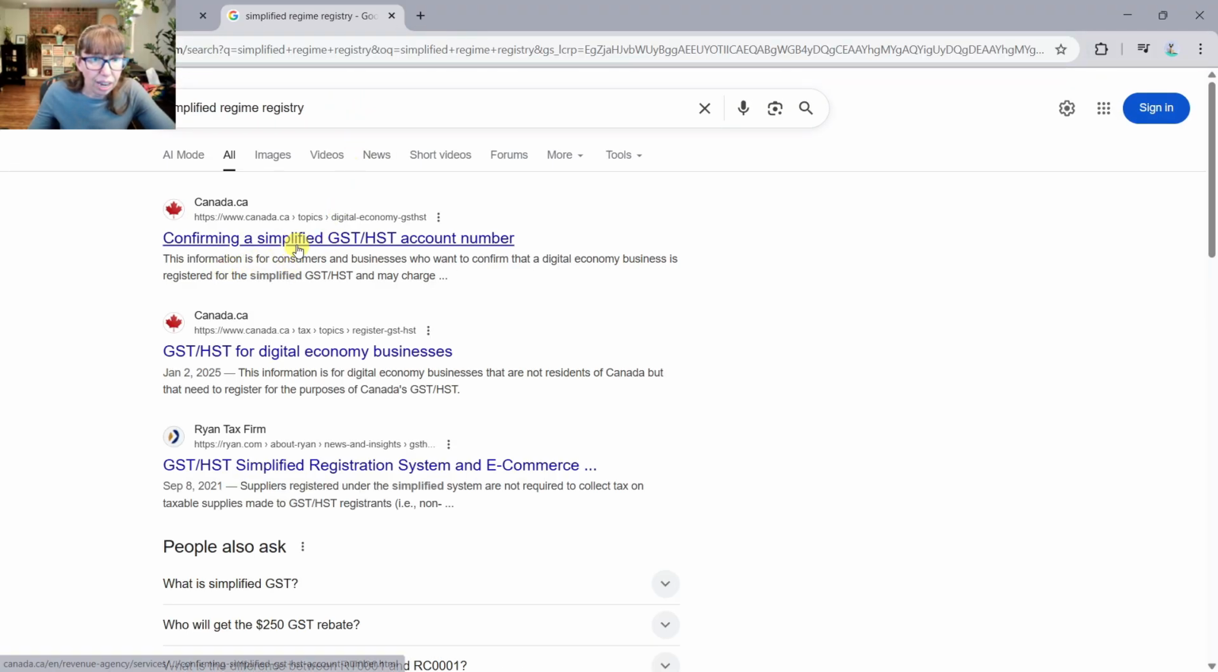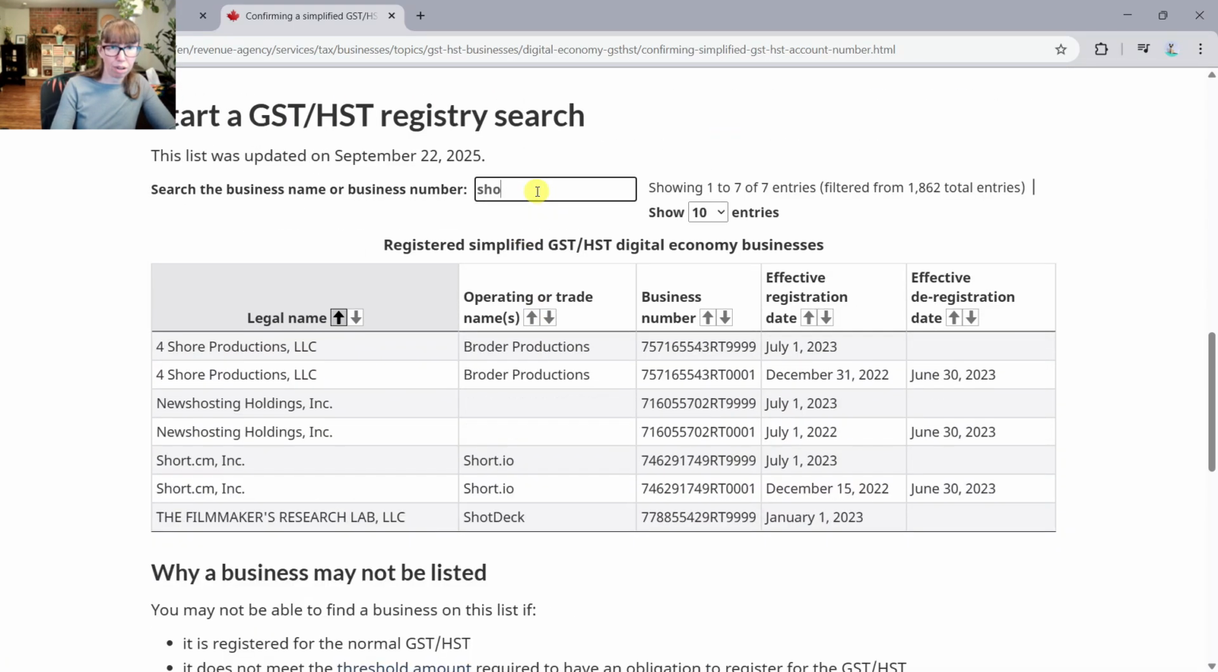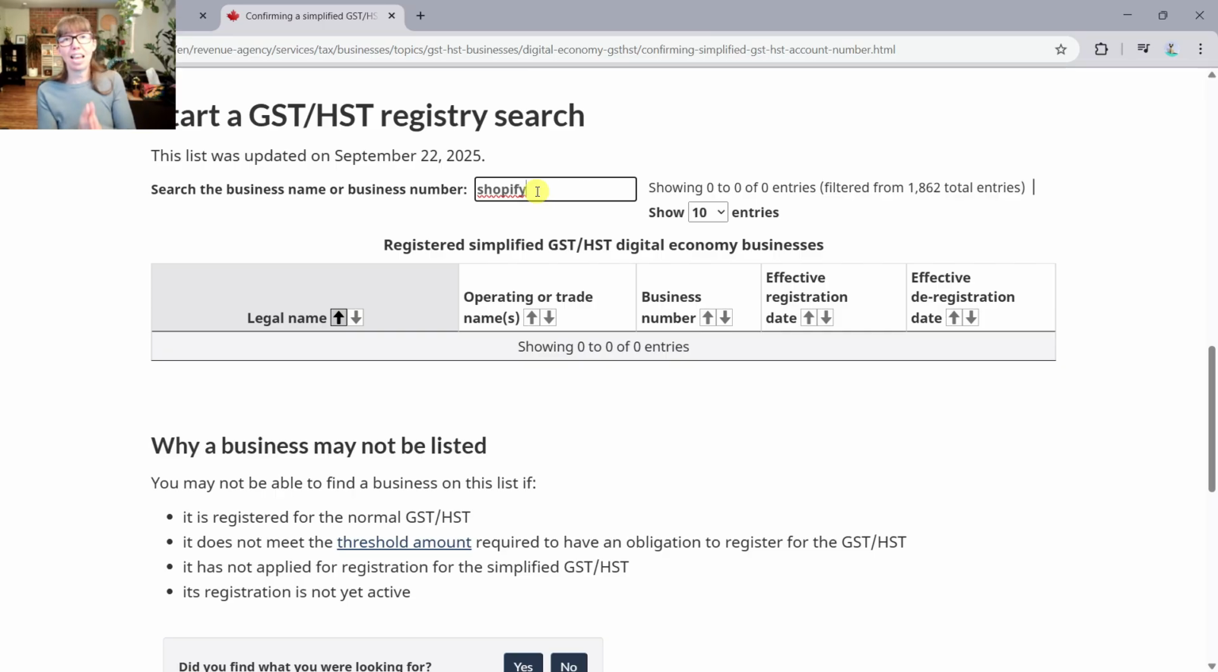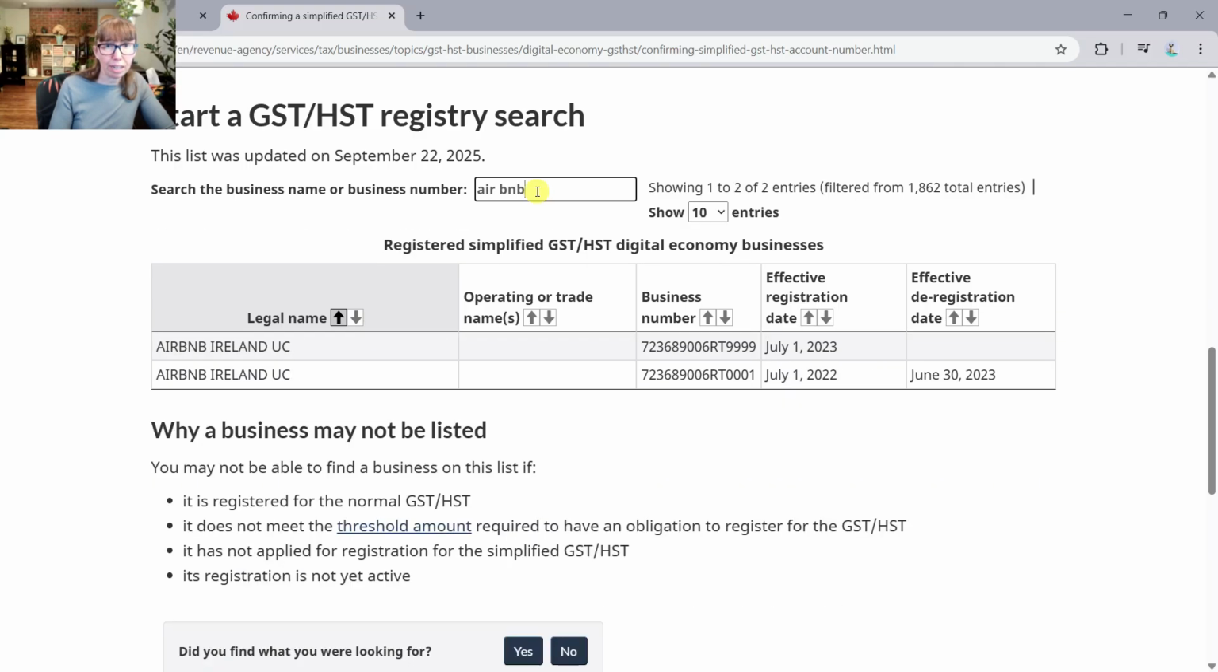And you can just confirm a simplified GST account number. Come on down here and just put in the name Shopify. So Shopify isn't there. They are not in the simplified regime. But people who are, for example, Airbnb, see Airbnb, see how it ends in 99999 now? They are on the simplified regime.